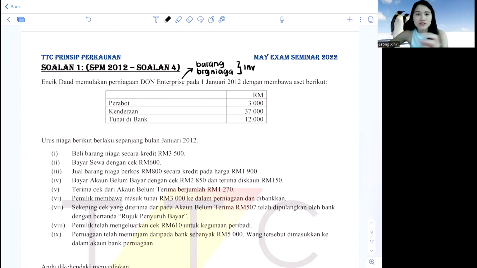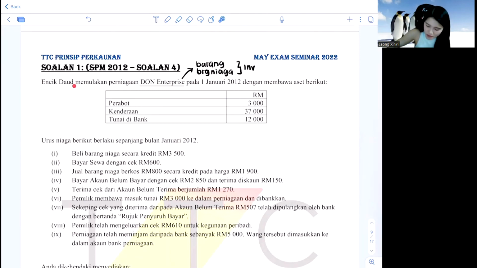If they tell you major, where do you put your major? Major is perabot. Because did they say Dawn Enterprise sells major? They didn't. So it is a type of asset, bukan semasa. Whenever they specifically mention it, then it's not inventory already.